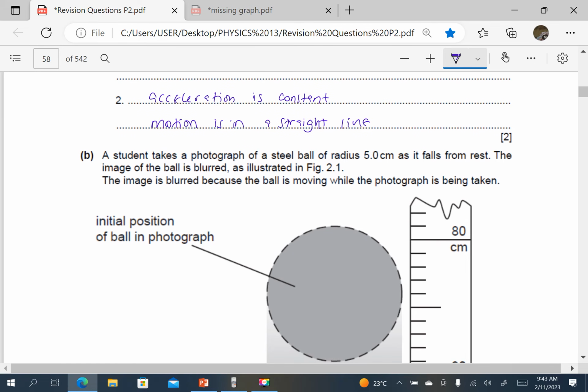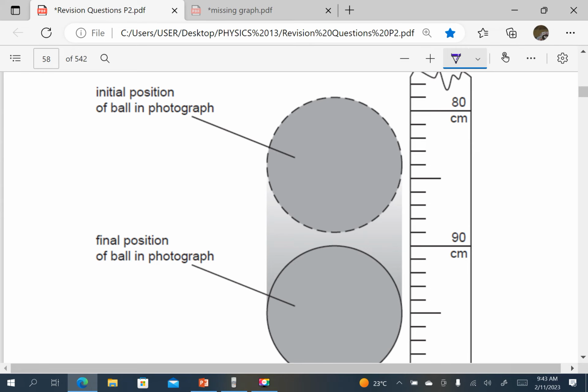A student takes a photograph of a steel ball of radius 5 centimeters as it falls. The radius of the ball is 5 centimeters, that means the diameter is 10 centimeters. The image is blurred because the ball is moving while the photograph is being taken. So we are seeing the initial position of the ball in the photograph and the final position of the ball in the photograph.